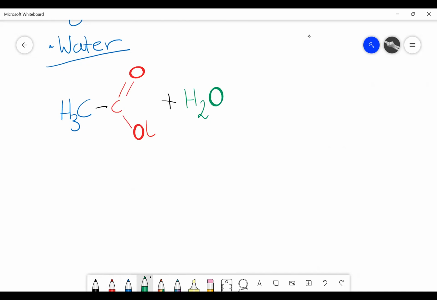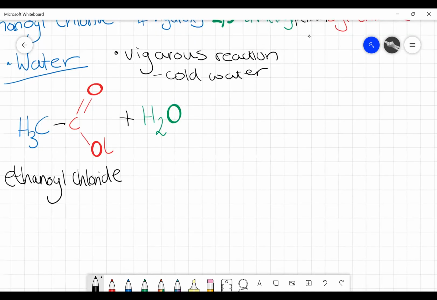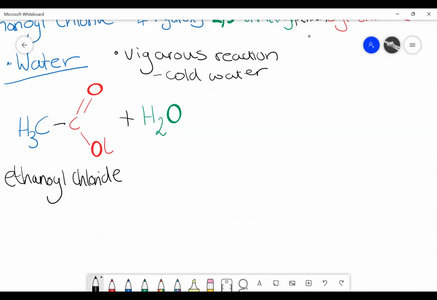Now, when the ethanol chloride, and I'm just making sure we've got that labeled on as well. So our ethanol chloride reacts with water. This is a vigorous reaction. That is really important to remember. It is a vigorous reaction, and it's a vigorous reaction with cold water. So that's quite important that we realize that we're using cold water. And what is produced is a carboxylic acid. So that's what we're going to have a quick look at now. The ethanol chloride reacts with the water and it produces a carboxylic acid. So what we get is this.